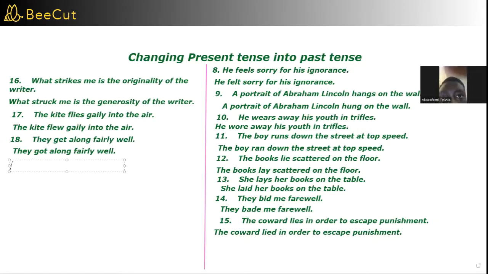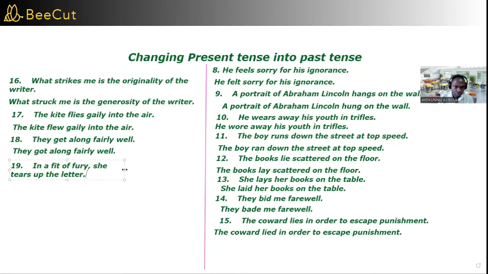In a fit of fury, she tears up the letter. So the verb to change here is tear. And the past tense of tear is tore. So we're going to have it that in a fit of fury, she tore up the letter.